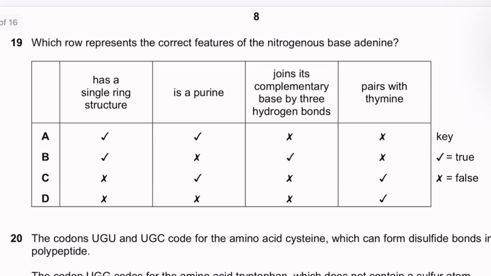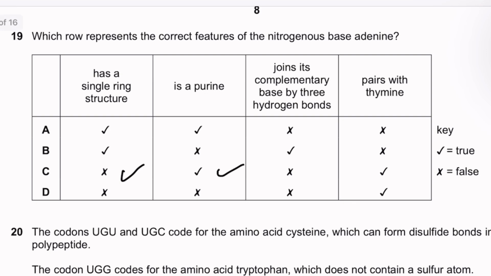Which row represents the correct features of the nitrogenous base adenine? Adenine is actually a purine, so it has a double ring structure, so this option is wrong and "is a purine" is right. It joins to its complementary base by 2, not 3, hydrogen bonds, which means this is wrong. Pairs with thymine, that is true. It pairs with thymine in the case of DNA and with uracil in RNA.